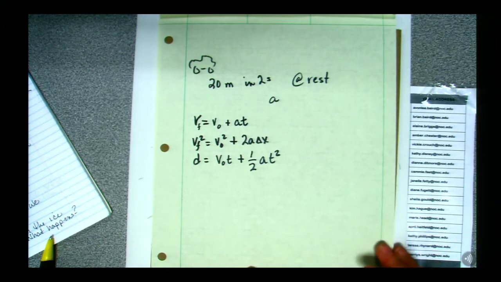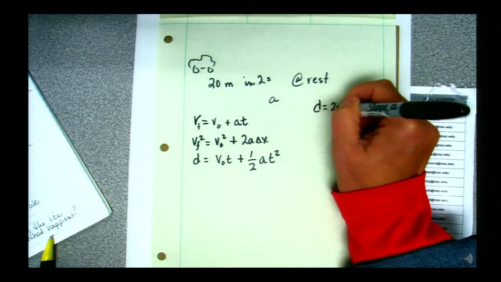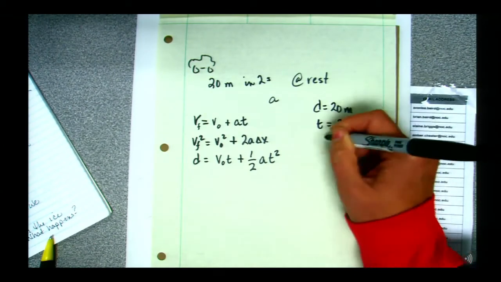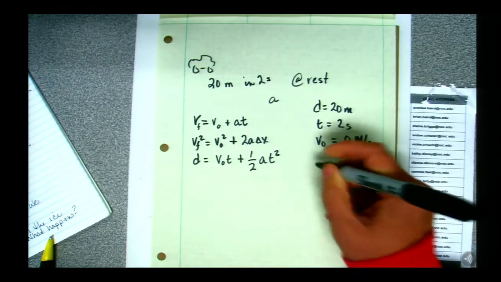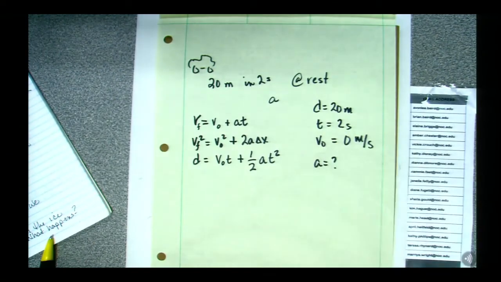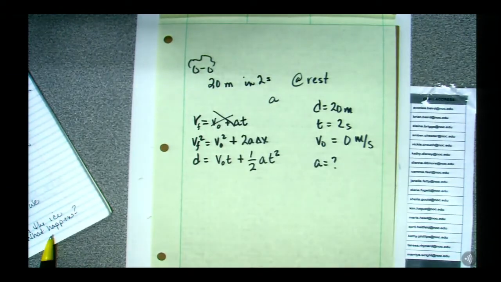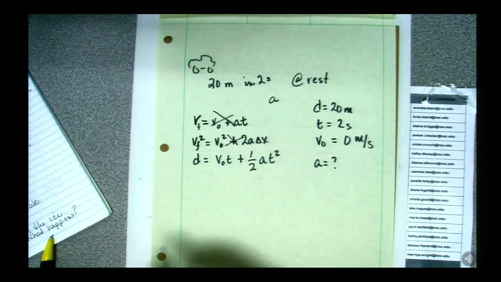All right. So I know distance. Distance is 20 meters. I know time. Time is 2 seconds. I know my initial velocity. It's 0 meters per second. And I want to find acceleration. So when I look at my equations here, I don't need a final velocity, so I'm not going to use those first two. So I'm going to end up using this one.